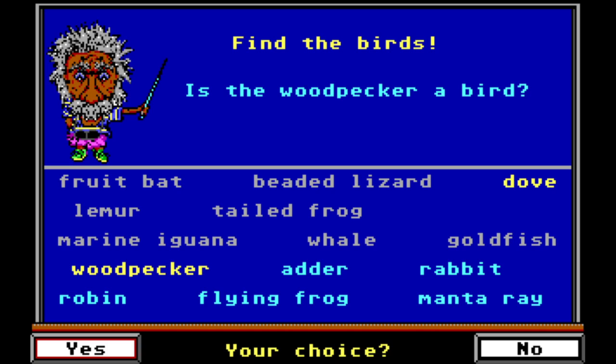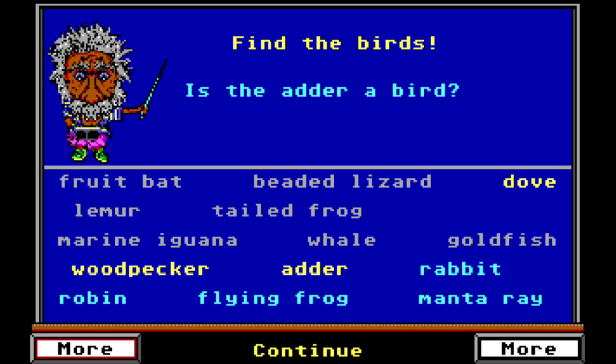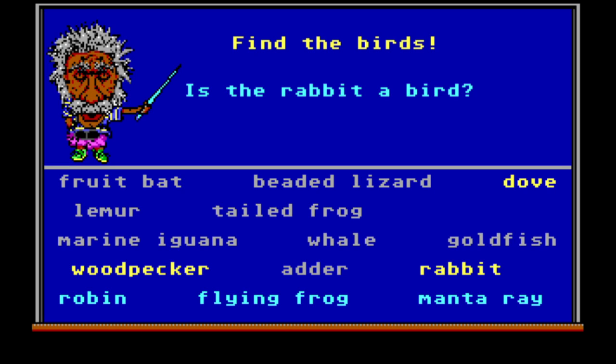The bird has a pecker. An adder? Seems we found a blind spot here. I don't know what an adder is. I'm going to guess no. What exactly is an adder?